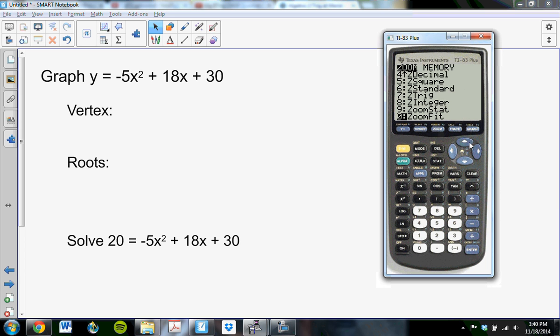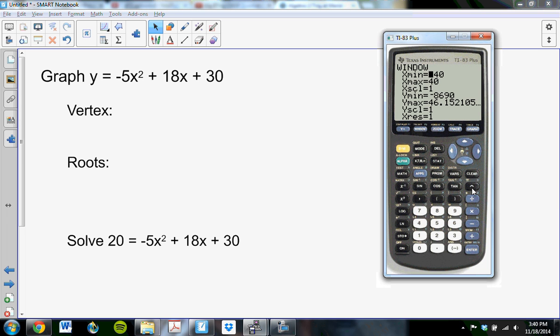And if you do the zoom thing where you try and do zoom fit, which is the 0 option, instead of scrolling all the way down, I scrolled up a few times. Zoom fit, if you're desperate, can sometimes get you a good picture, but it's honestly usually not that great. What you really want to do is look at your equation and understand things about it.